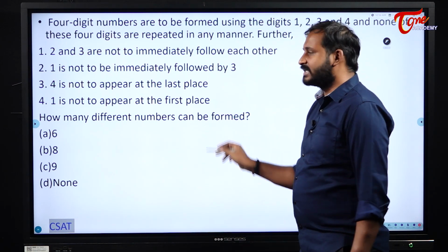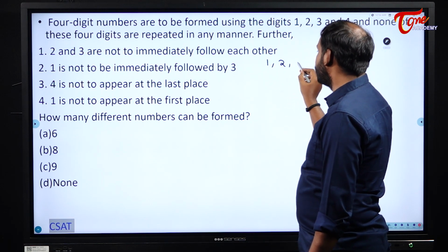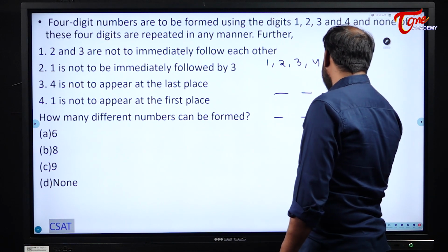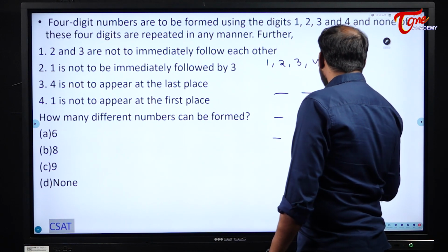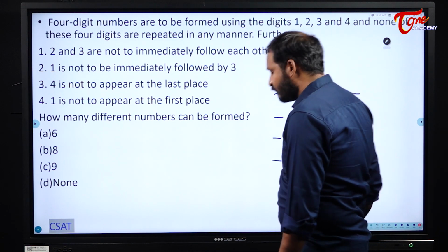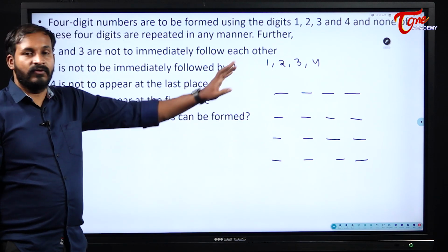Now see here, there are certain conditions. 4-digit numbers are to be formed using the digits 1, 2, 3, 4. For this, they have given us some conditions here. Usually, how many 4-digit numbers can we form? Actually speaking, with these 4 digits, 24. Why? Because 4 factorial ways.